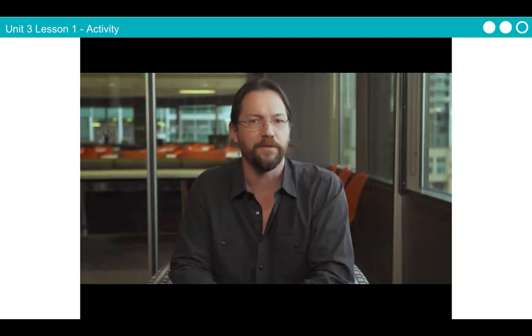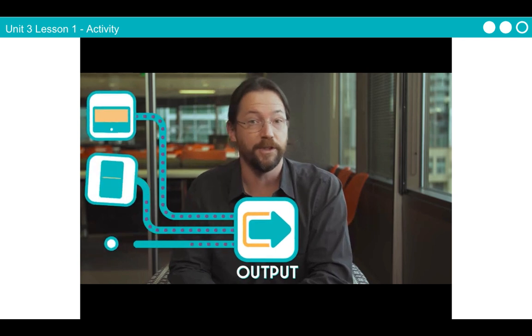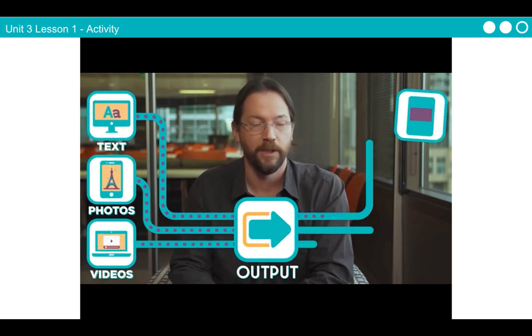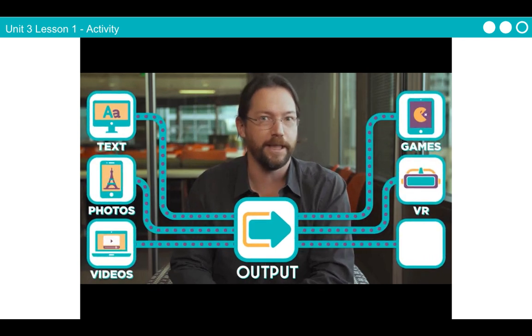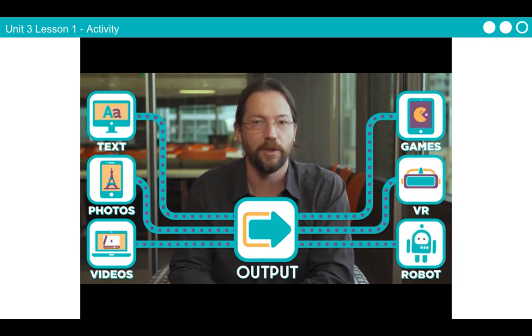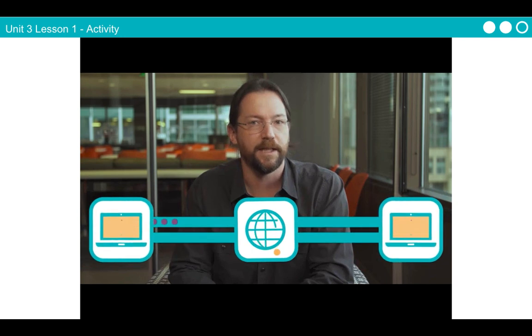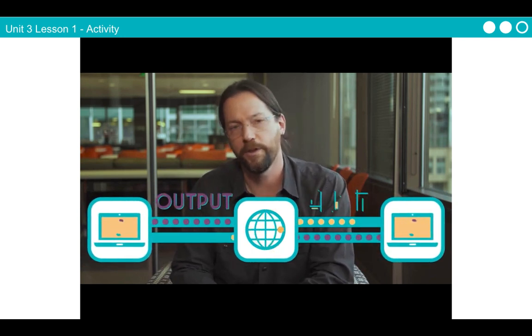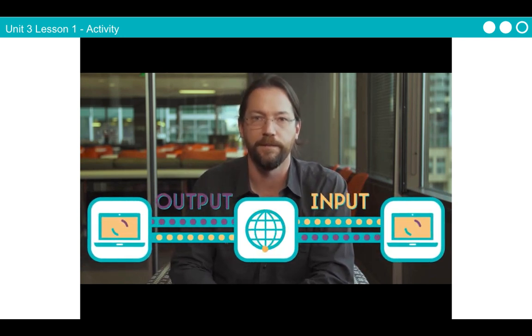How a computer outputs information depends on what the computer is designed to do. A computer display can show text, photos, videos, or interactive games, even virtual reality. The output of a computer may even include signals to control a robot. And when computers connect over the internet, the output from one computer becomes the input to another, and vice versa.